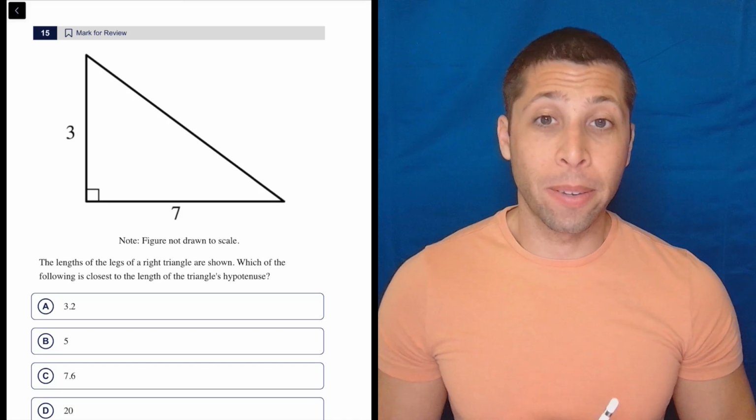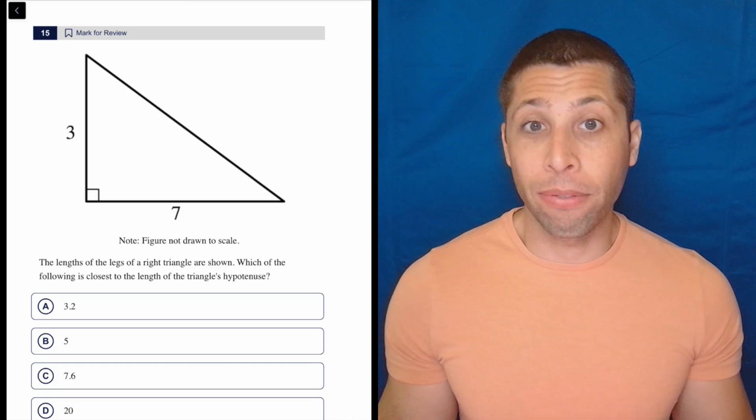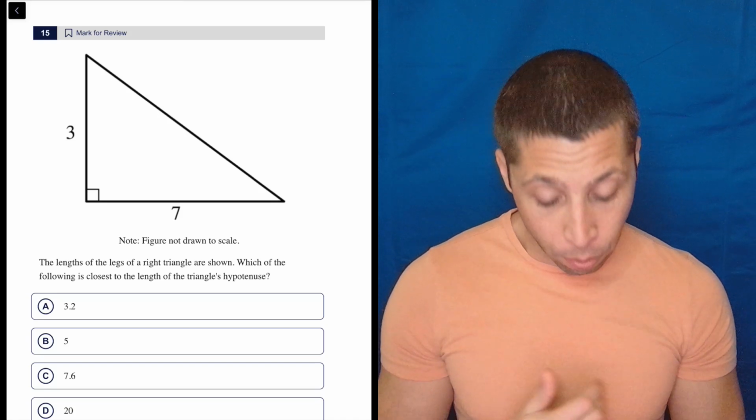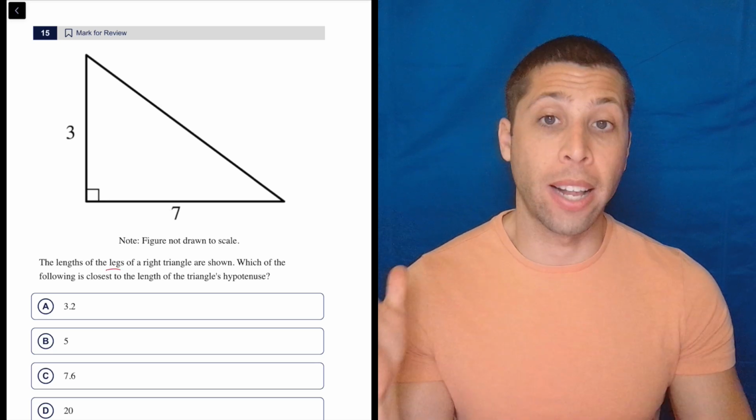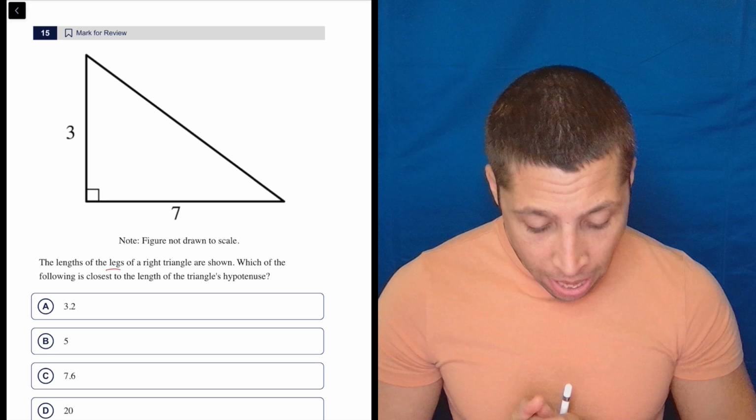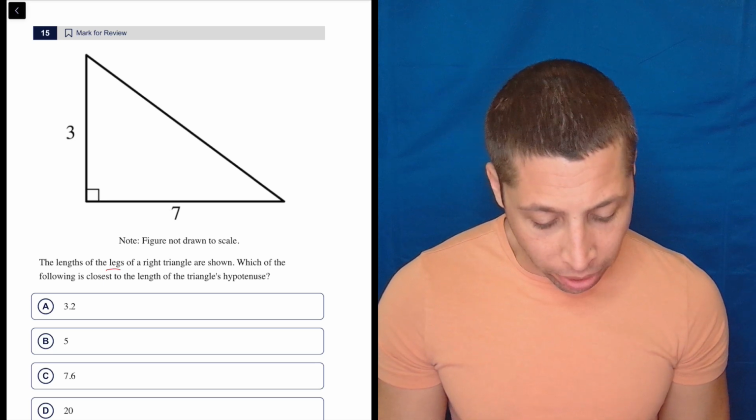This question is testing some basic triangle stuff, right? We've got a right triangle. We have the lengths of the legs of a right triangle. So we need to know that the word leg refers to the sides that make up the 90-degree angle. And which of the following is close to the length of the triangle's hypotenuse?